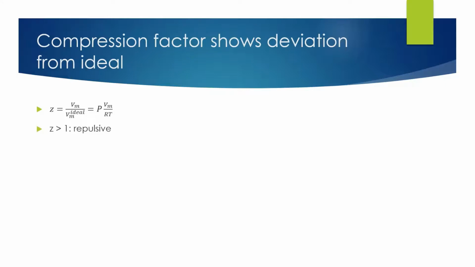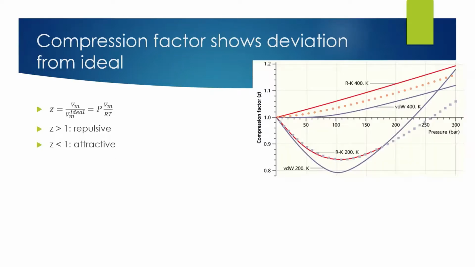If the Z is greater than 1, that means the pressure is larger than we would expect it to be based on the ideal gas law, and the repulsive part of the potential is dominating. If it's less than 1, the attractive parts are dominating, and the pressure is less than we would expect it to be because the gas is closer together than we would expect it to be.